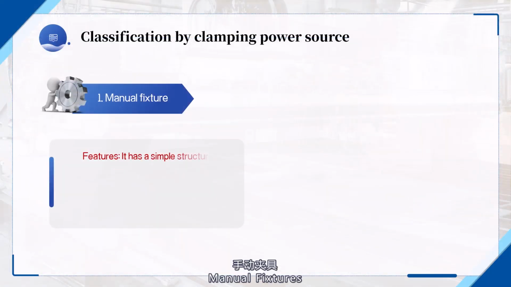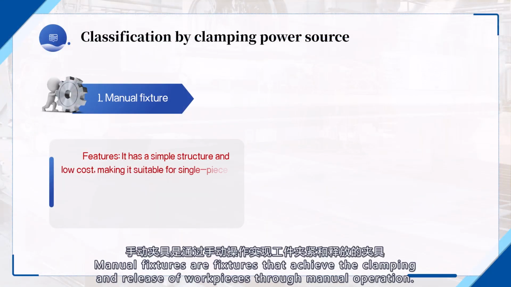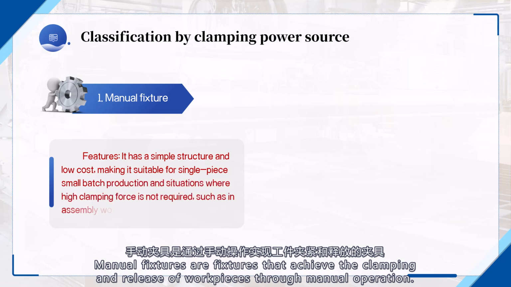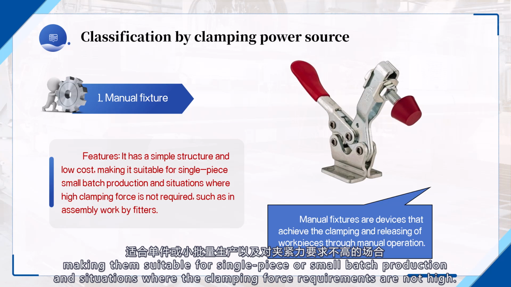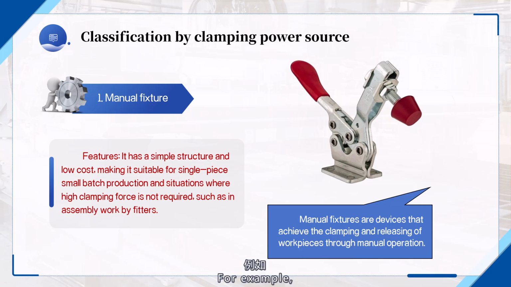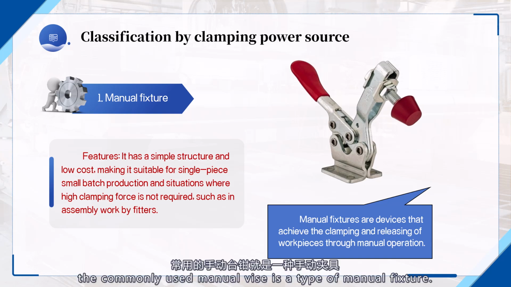Manual fixtures. Manual fixtures are fixtures that achieve the clamping and release of workpieces through manual operation. They have a simple structure and low cost, making them suitable for single-piece or small batch production and the situations where the clamping force requirements are not high. For example, in bench fitting and assembly work, the commonly used manual vise is a type of manual fixture.